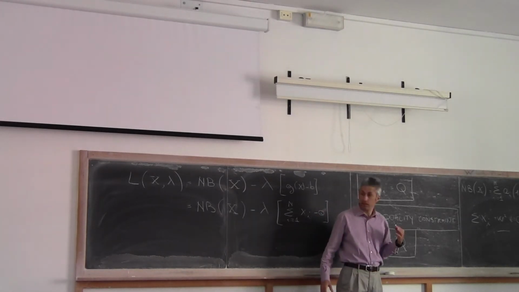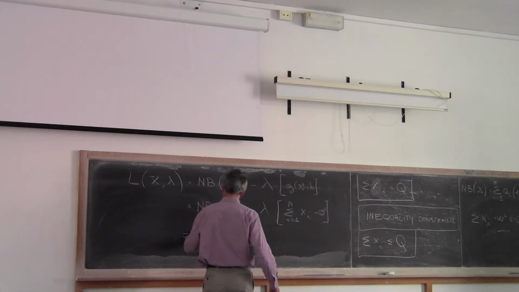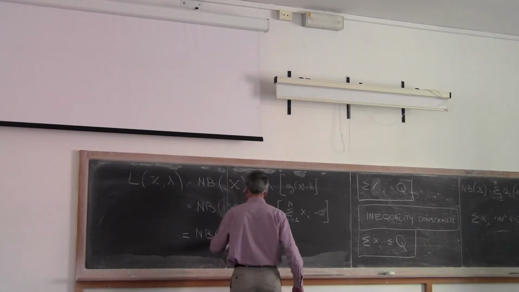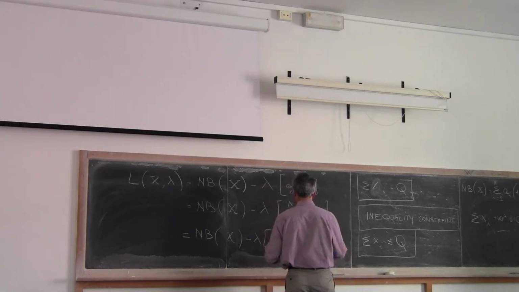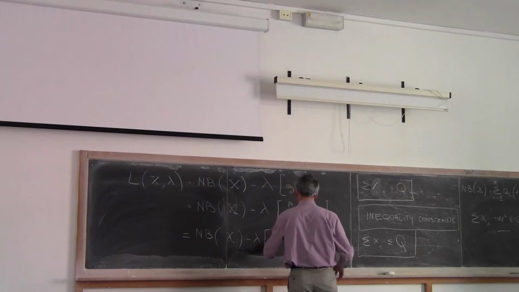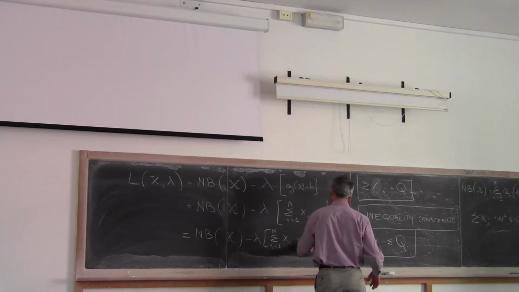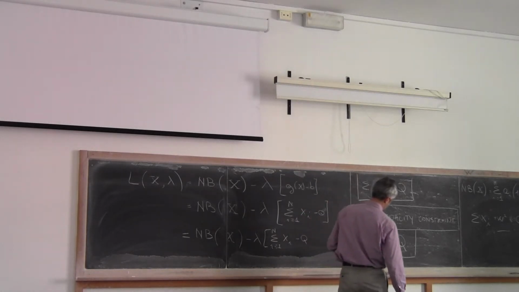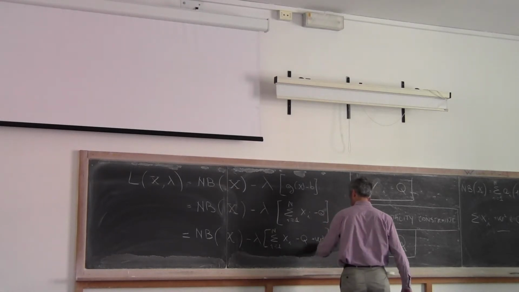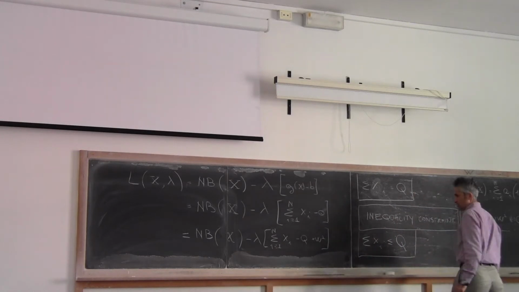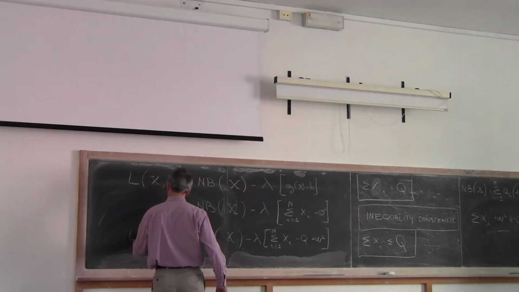Fine. Then we can rewrite the Lagrangian in this way. We can write the Lagrangian as the sum of MB of X minus lambda, and then I write again here the sum for i equal to 1 to n of the Xi minus Q plus W squared. This is the new Lagrangian. Let me write again the Lagrangian depending on capital X and lambda.